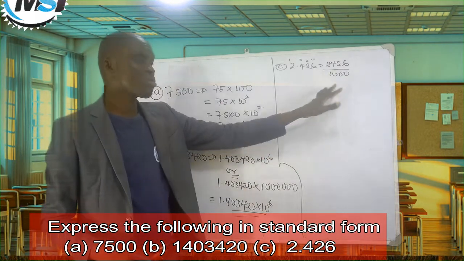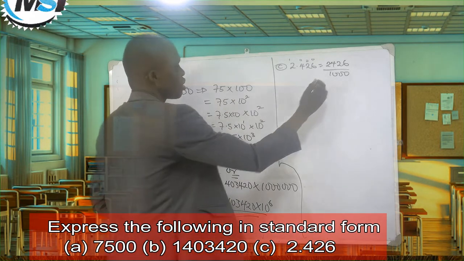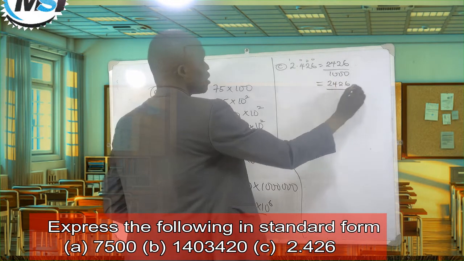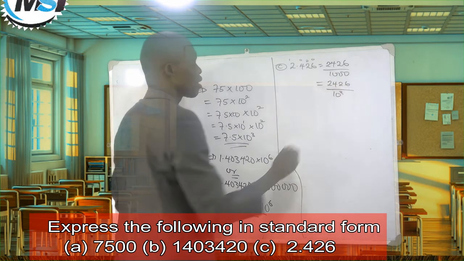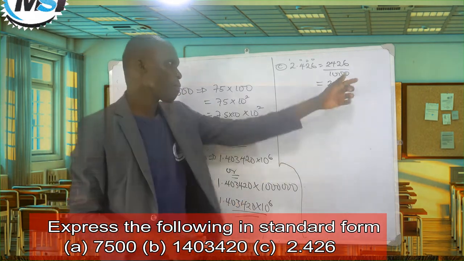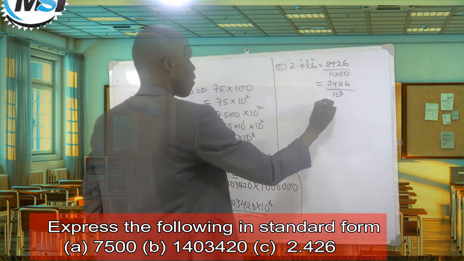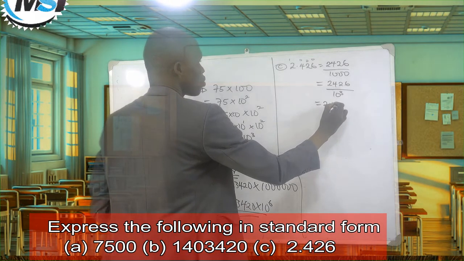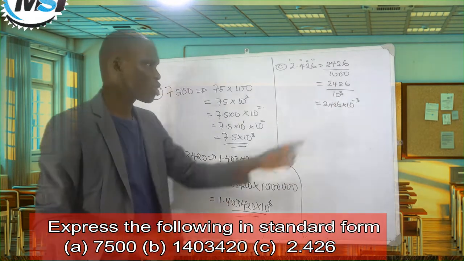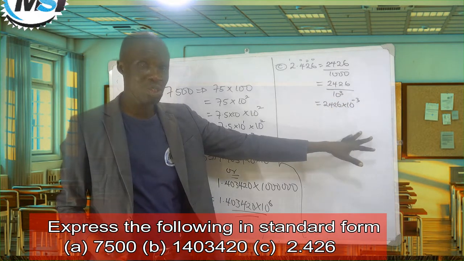Now if you convert this to decimal, you are still going to get this. So that has not changed the number. Now this will give me 2,426 divided by 10^3, because we have 1, 2, 3, we have three zeros here. I believe you understand that, right? Now from here we can now have 2,426 times 10^-3. Because of this division, this power will turn to -3. I believe you understand that, right?